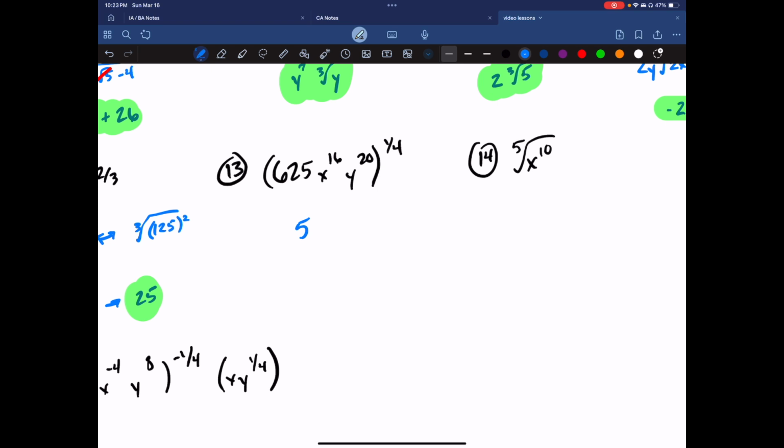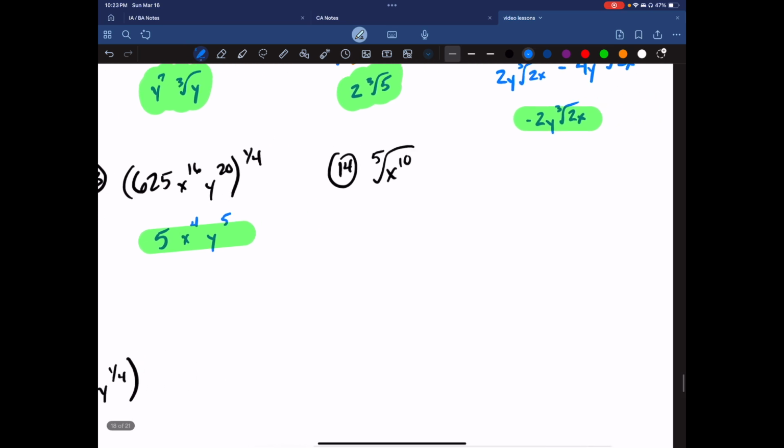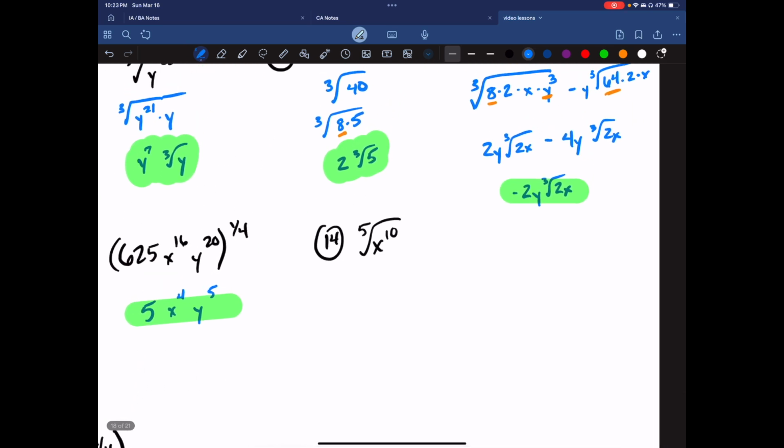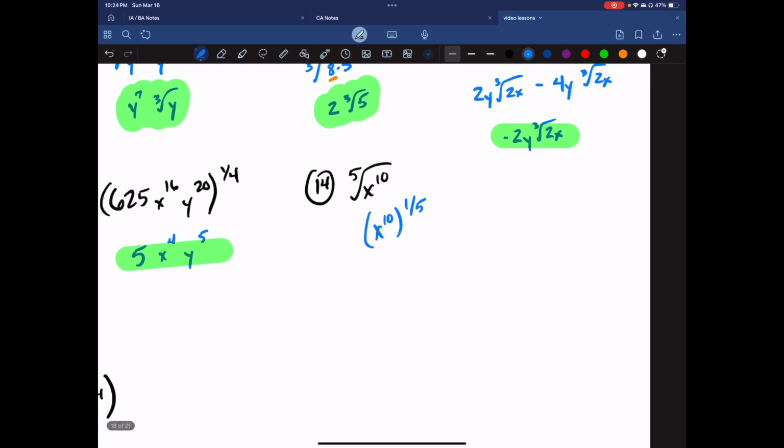And then when you raise a power to a power, even if it's a fractional exponent, you multiply. So 16 to the 1/4 is 2, and x to the fourth, y to the fifth. Okay, there's that. Now, on 14, remember, based off 13, I can rewrite this as x to the 10th raised to the 1/5. And maybe that's easier for you to see. But 10 times 1/5, or 10 divided by 5, is 2. And so my final answer here is going to be x squared.